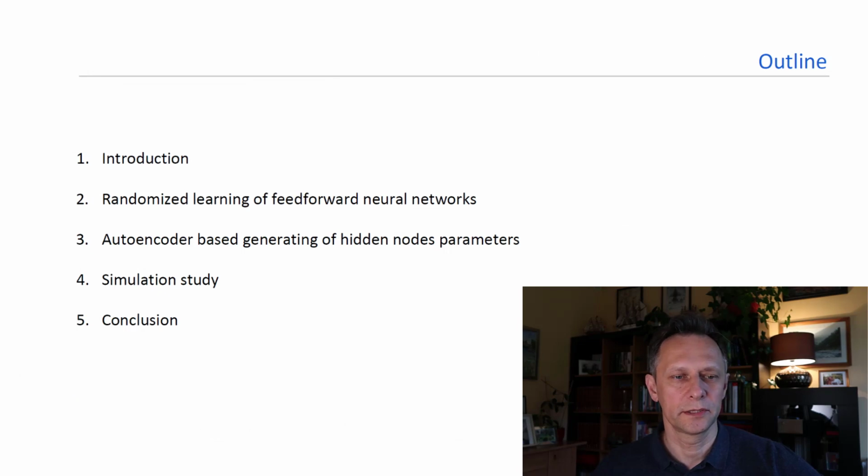First, a short introduction, then I'll characterize randomized learning of feedforward neural networks. Then I'll talk about generating hidden node parameters using autoencoders. I'll propose some modifications of the standard approach. I'll present some experimental results comparing the autoencoder approach with other methods proposed recently. And finally, I'll conclude the work.